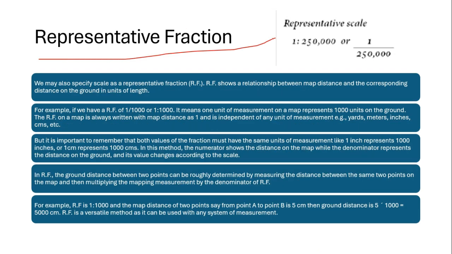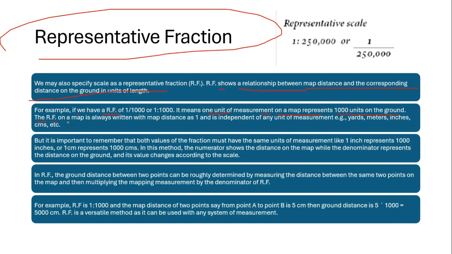Then we have the representative fraction. The representative fraction shows a relationship between map distance and the corresponding distance on the ground in units of length. For example, if we have a representative fraction of 1:1000, it means 1 unit of measurement on a map represents 1000 units on the ground.